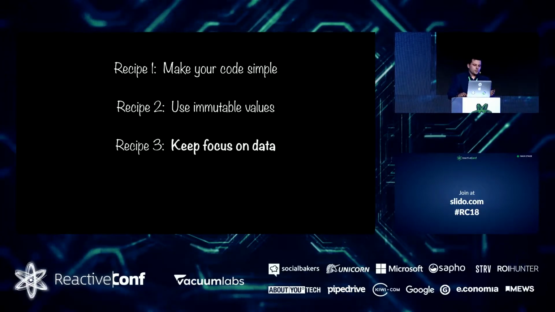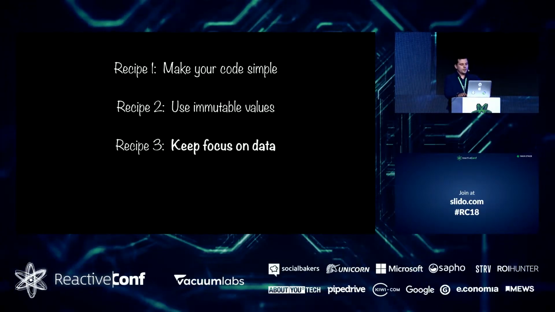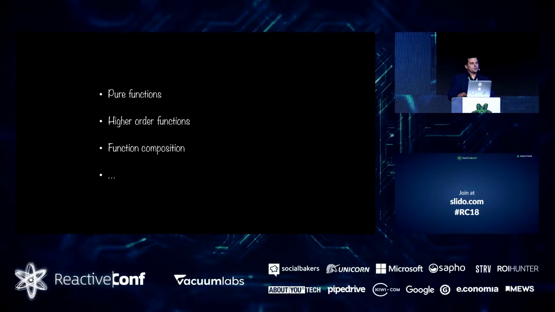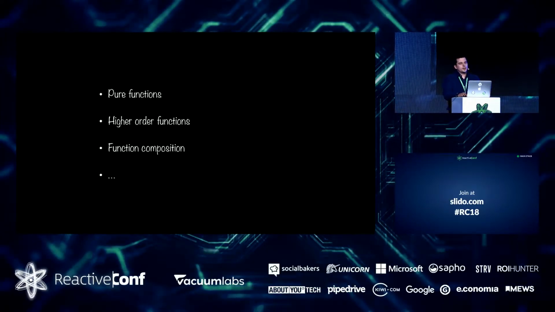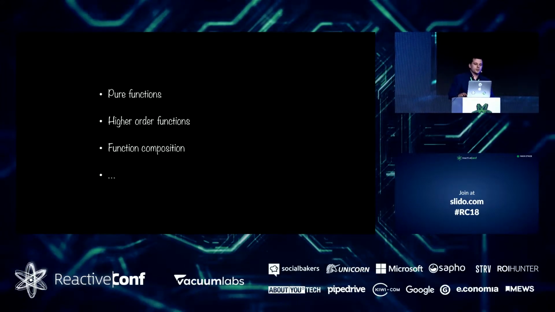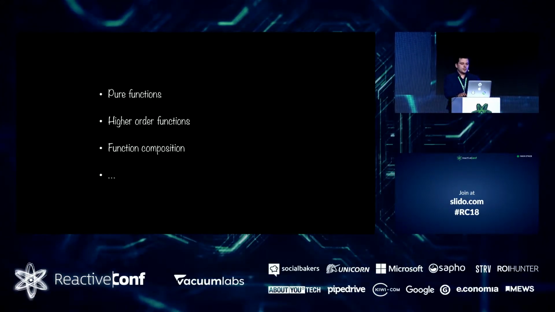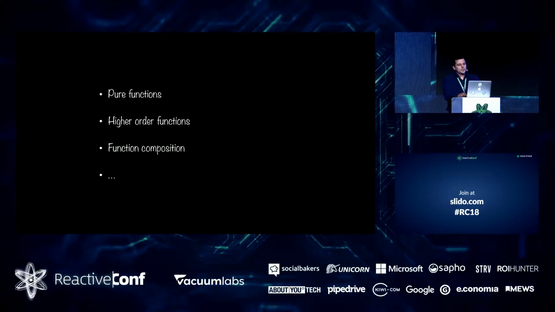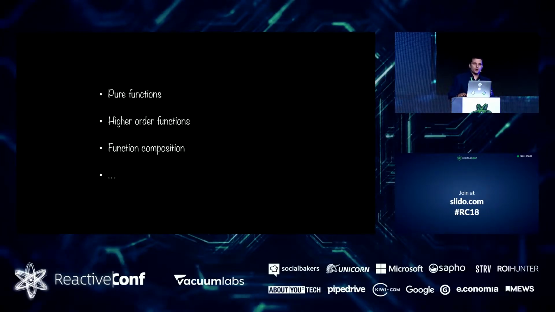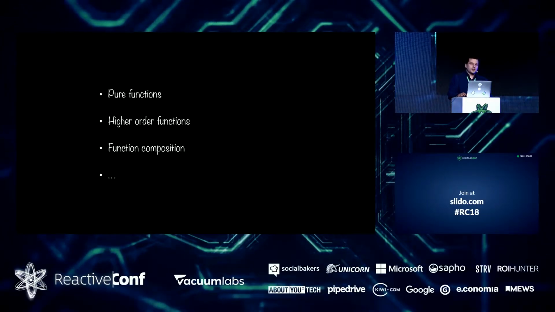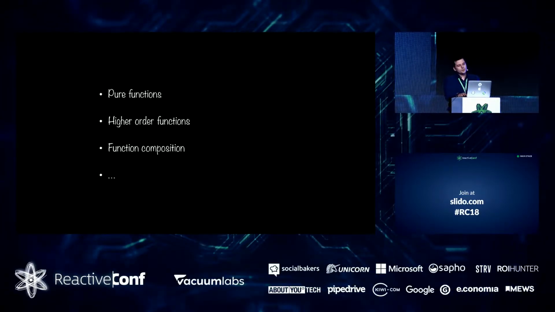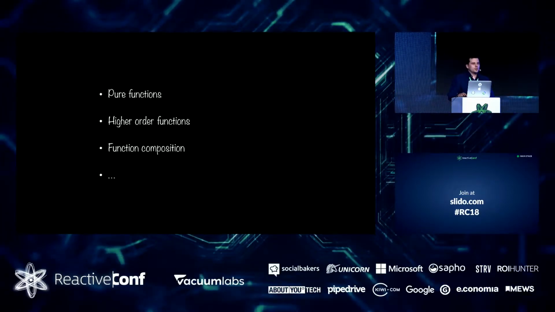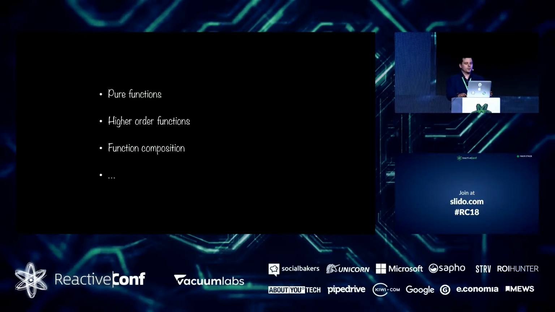So next recipe is focus on data. When we are talking about functional programming, we talk about pure functions, higher order functions, function composition, and things like that. But I think it's a little bit wrong view of functional programming. I think functional programming is first of all about data, not functions. Of course, we will use a lot of them, but only to assist the data flow.